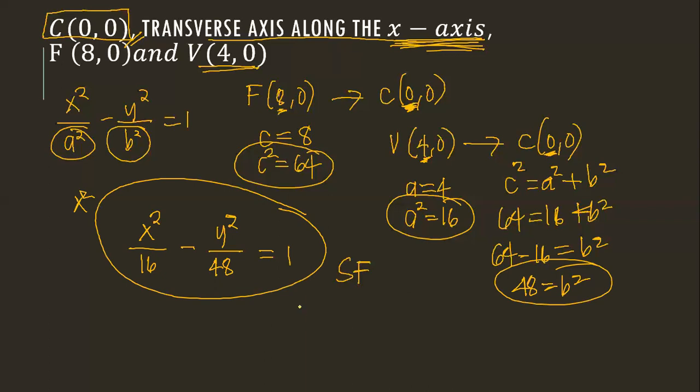If you want to get the general form, kuhanin na natin ang general form. Common denominator, common to 16 and 48 is 48. Tama? 48 divided by 16 is 3 times x squared, that is 3x squared, minus 48 divided by 48 is 1 times y squared, that is y squared, and that is equal to 1. Pasensya na kayo sa sulat kasi kapag bumabagal ang internet, ganyan talaga ang sulat. So we have 3x squared.